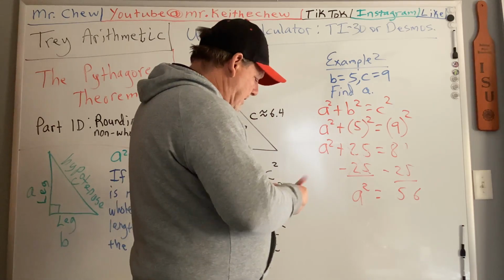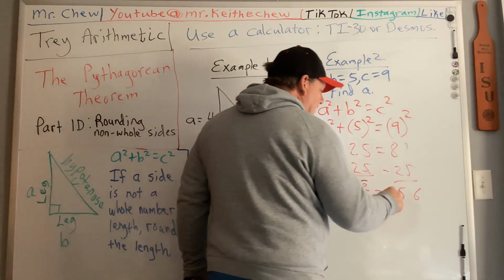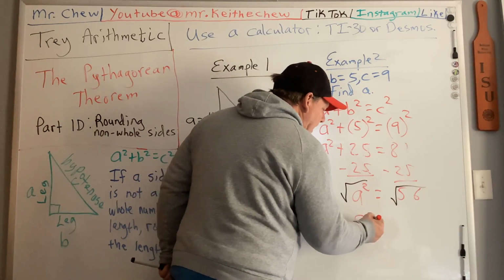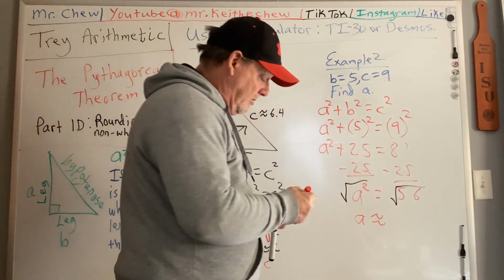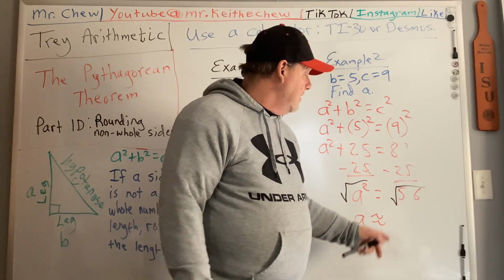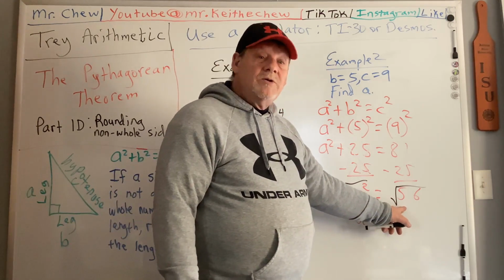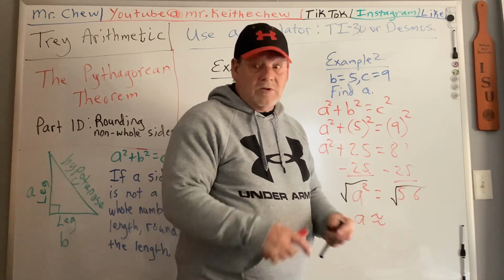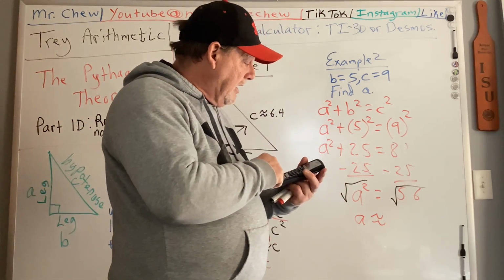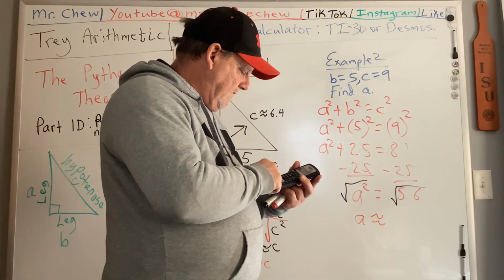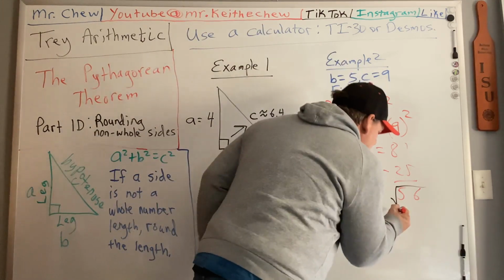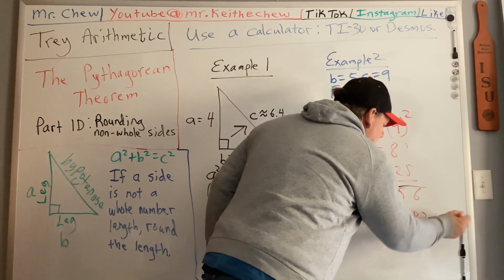So then I do what? Take the square root of both sides. I take the square root of A squared and the square root of 56. Square root of A squared is A, and this is going to be a decimal again because there aren't two numbers multiplied together that give me 56. It's between 7, which is 49, and 8, which is 64, and it's really close to the middle again. So I take my handy dandy calculator and I hit the square root of 56. It tells me it's 7.483, and then it goes on and on and on.